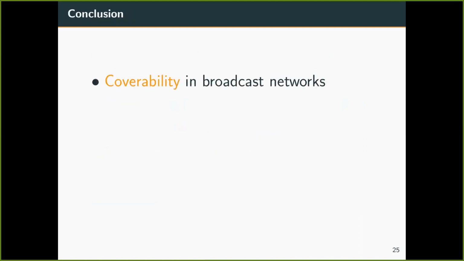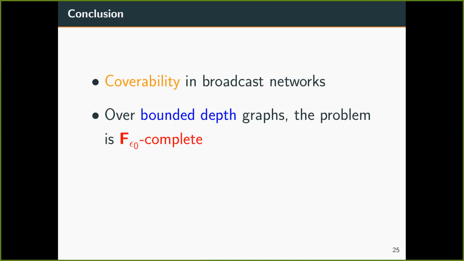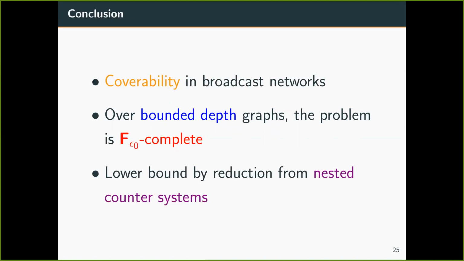So to conclude, we have looked at the coverability problem in broadcast networks, and we have shown that over bounded path graphs, this problem is F epsilon not complete. The lower bound result here was obtained by giving a reduction from nested counter systems. Thank you for your attention.